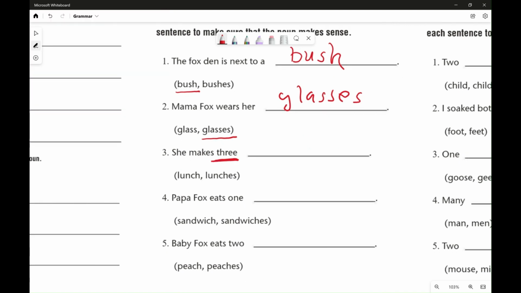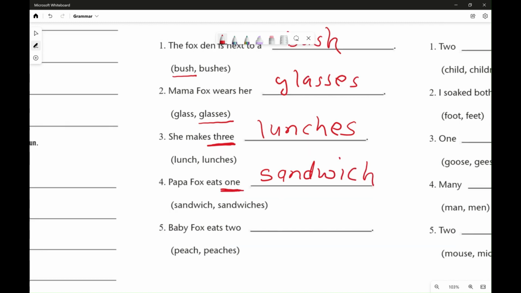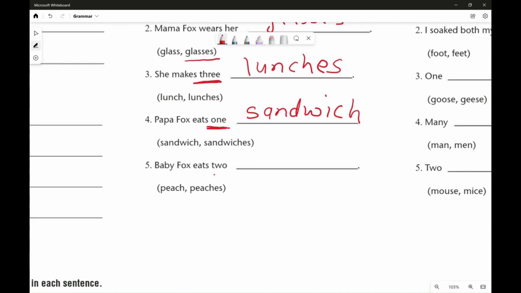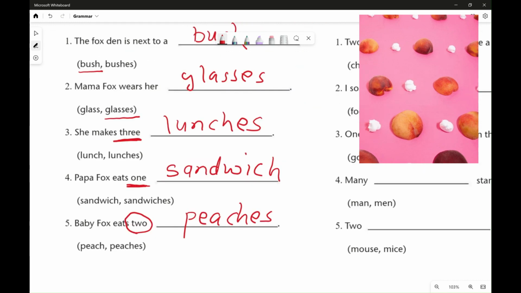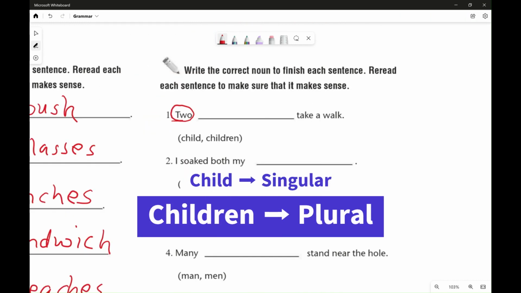She makes 3 lunches. 3 more than 1, so it's lunches. Papa Fox eats 1 sandwich. It's only 1, so it's singular. Baby Fox eats 2 peaches. 2 more than 1. 2 more than 1, so it's children.